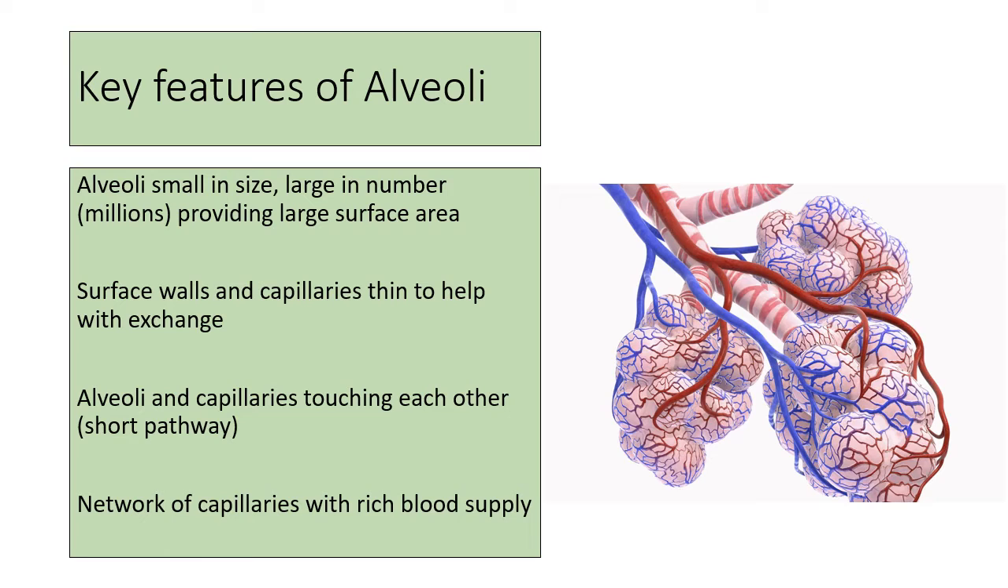We also have a network of capillaries that have a high and rich blood supply, so that helps once again for the oxygen to go from the alveoli to the blood capillaries, and for the carbon dioxide to be removed and taken away from those blood capillaries back into the alveoli.